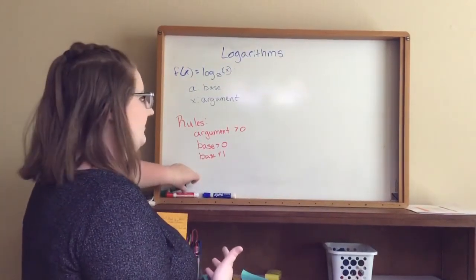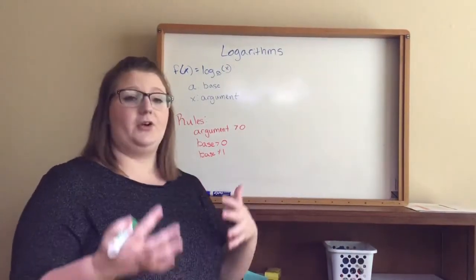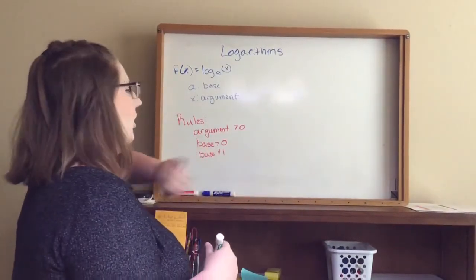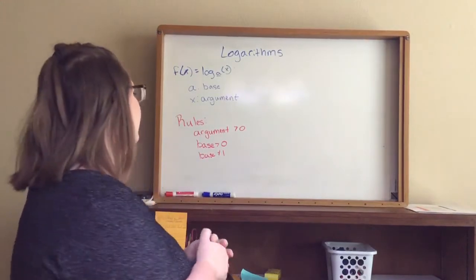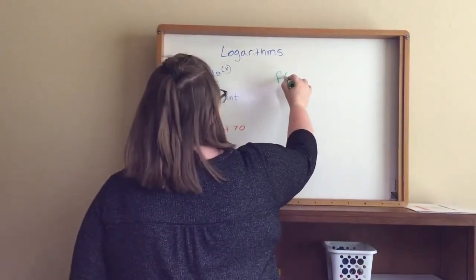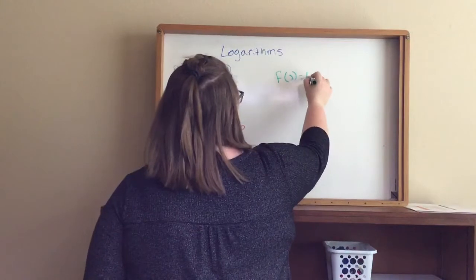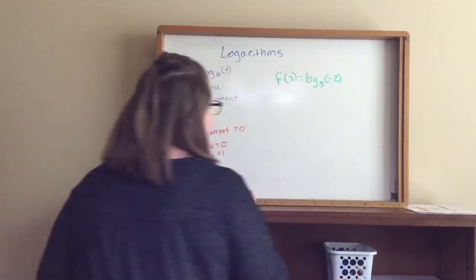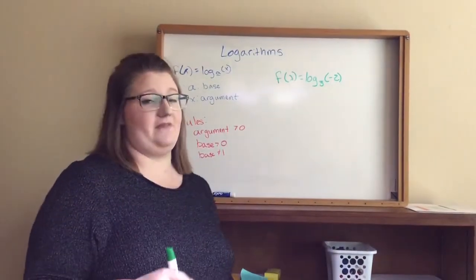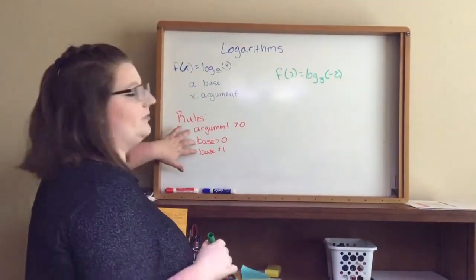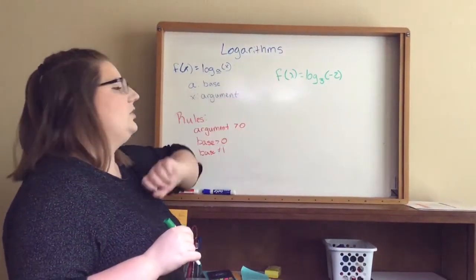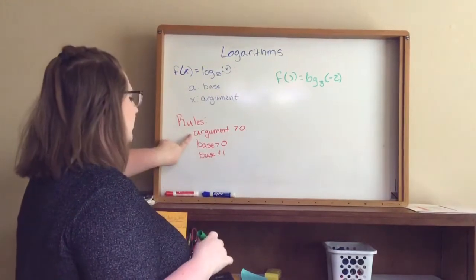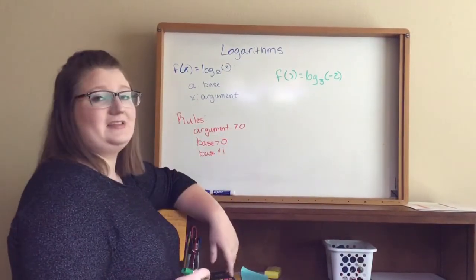So we're going to look at a couple of examples and decide whether or not this example would count as a logarithm based on our rules. So the first example we're going to look at is the function f of x equals log base 3 of negative 2. So log base 3 of negative 2. And we're going to go through our 3 rules and figure out whether this would be a logarithmic function or not, whether it's allowed. So rule 1 says the argument has to be greater than 0.